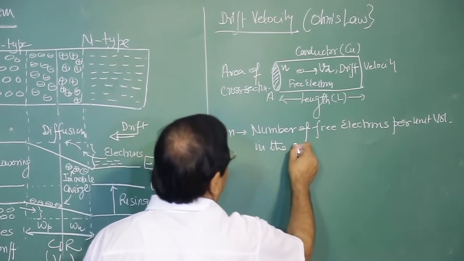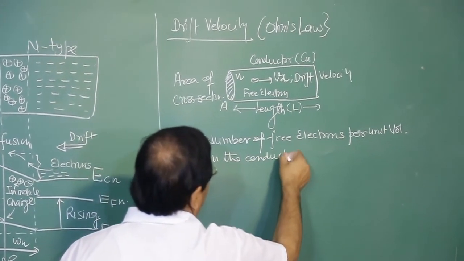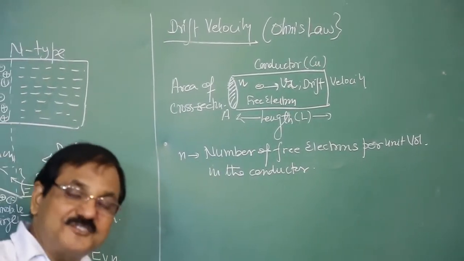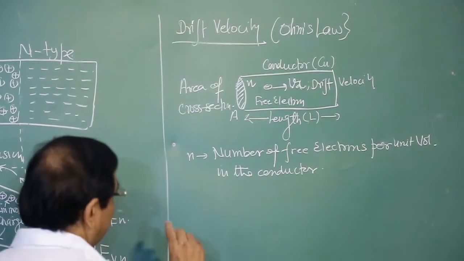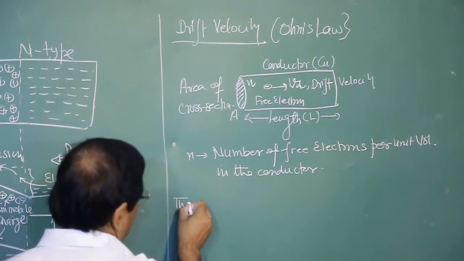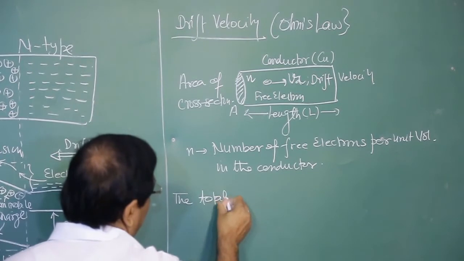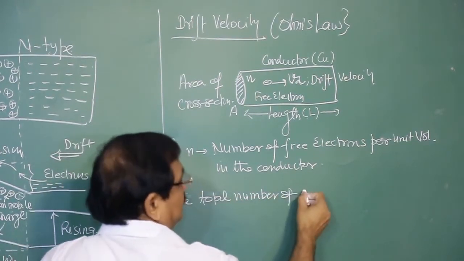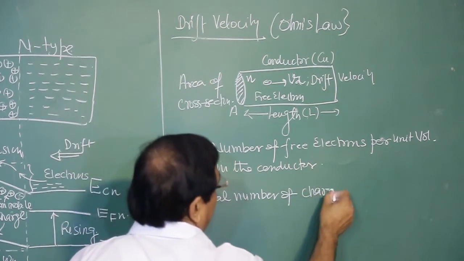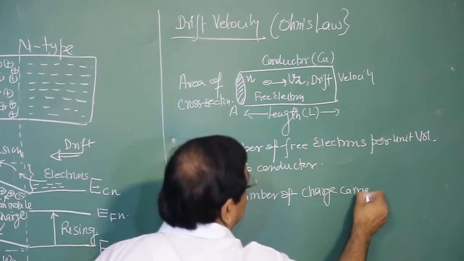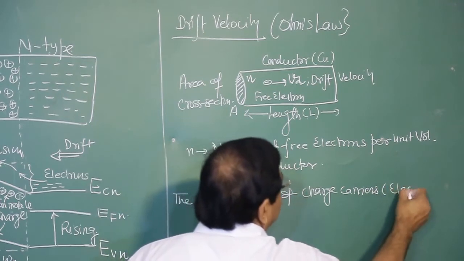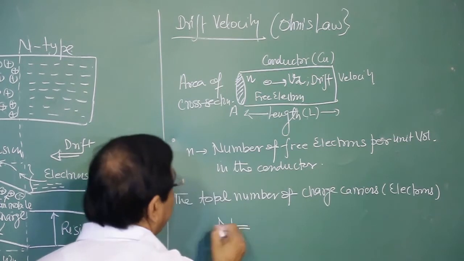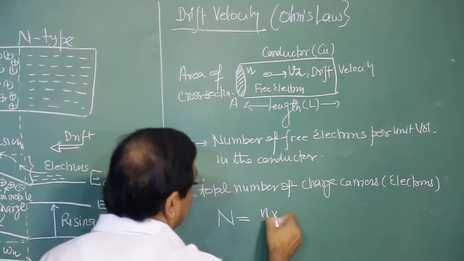In the conductor, the total number of charge carriers, that is electrons, is say capital N, and this is small n into volume.